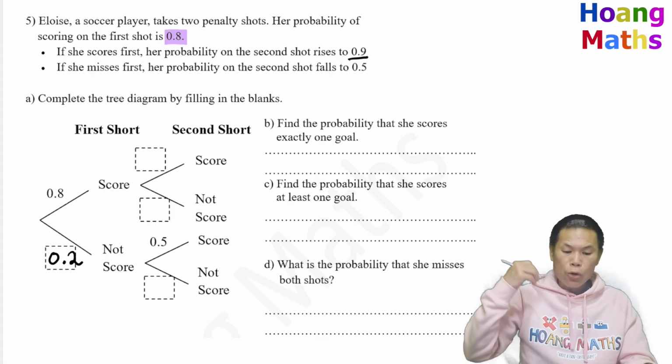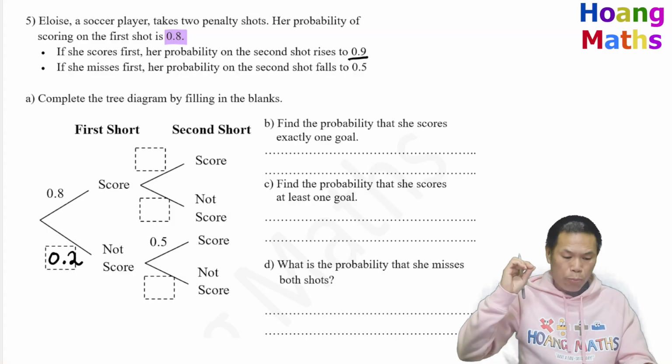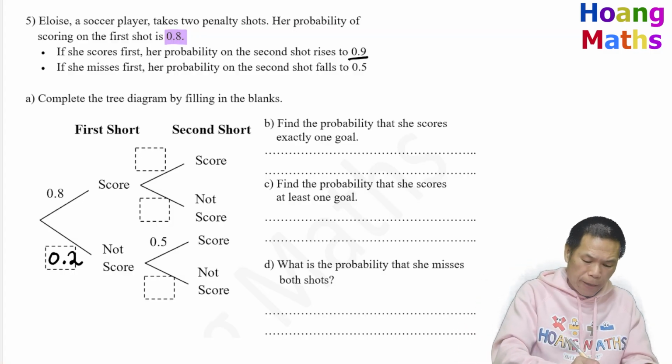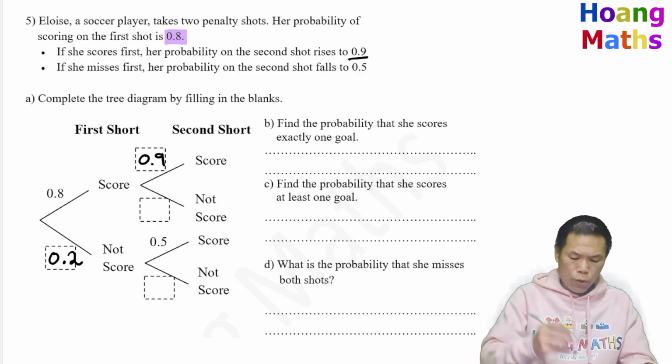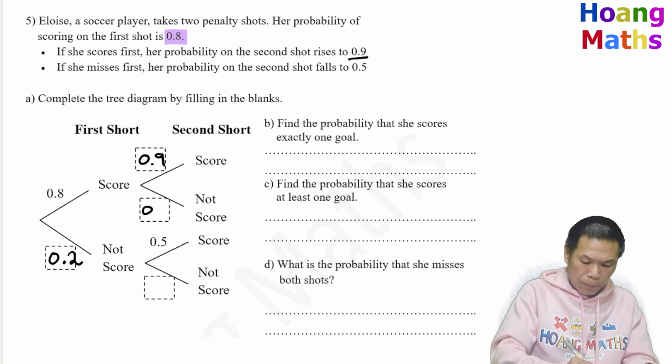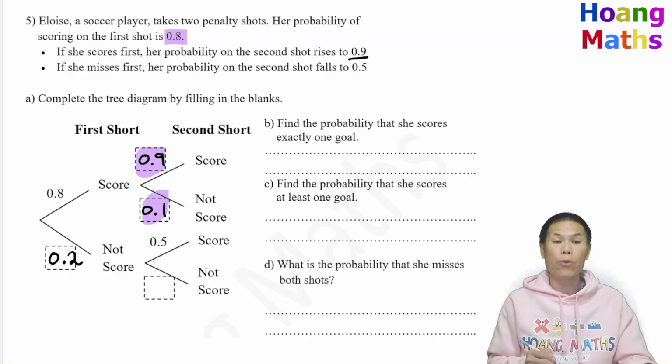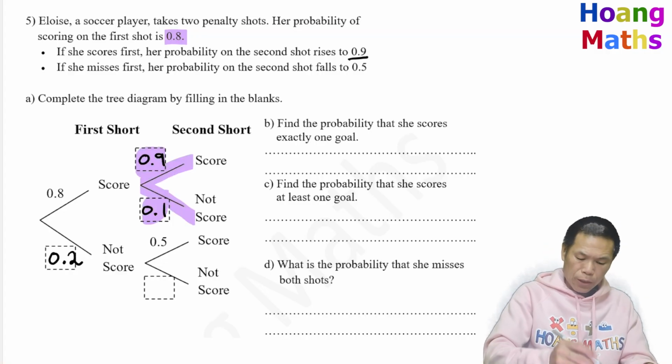So that means score on the second shot will be 0.9 if she scores first shot. Okay, so 0.9 will be here. And then not score will be 0.1. Don't forget, these two must add up to give me 1 for this branch here. So take note of this.